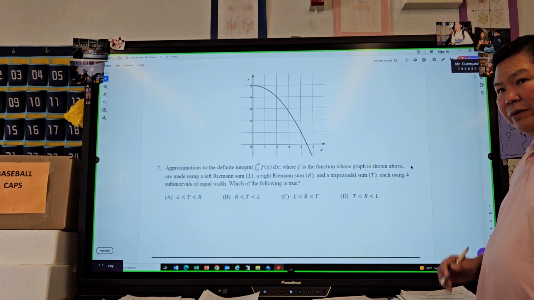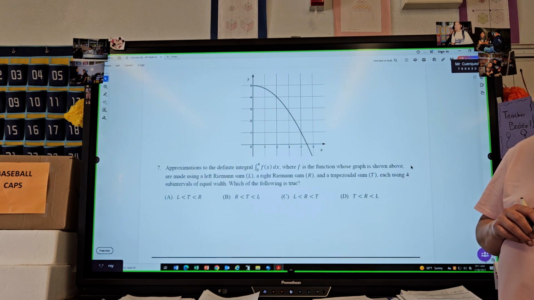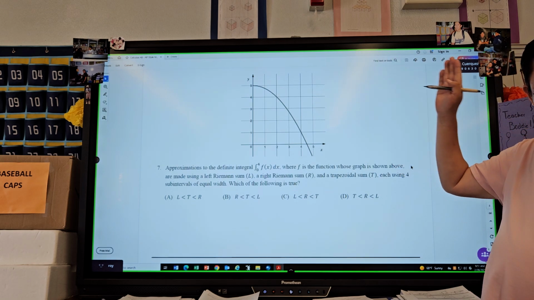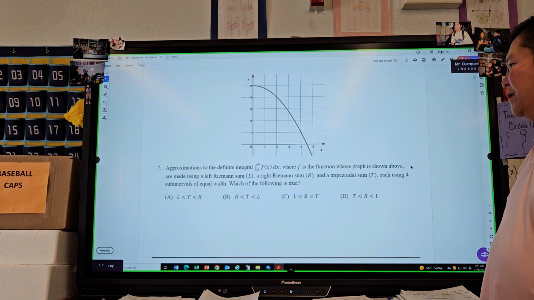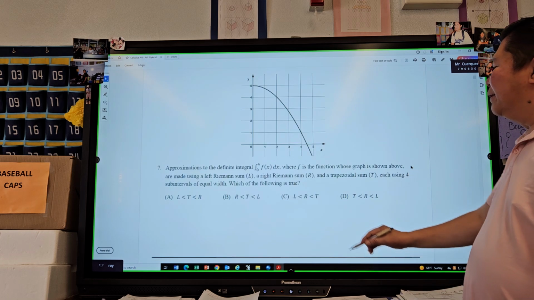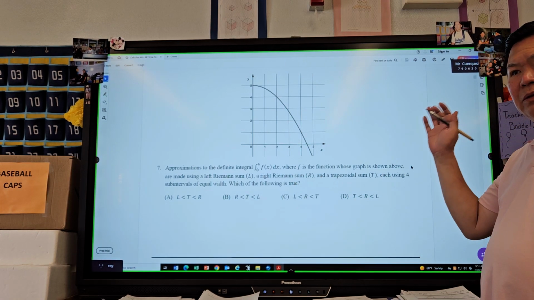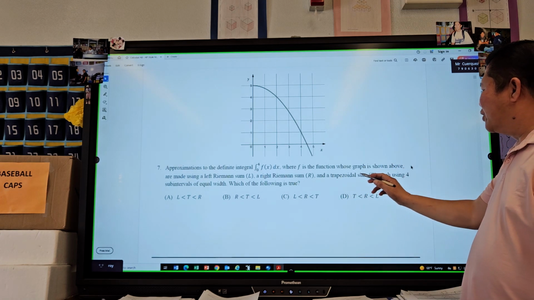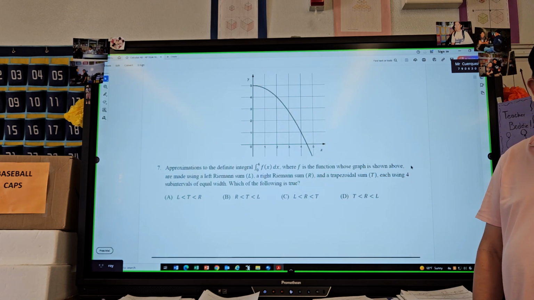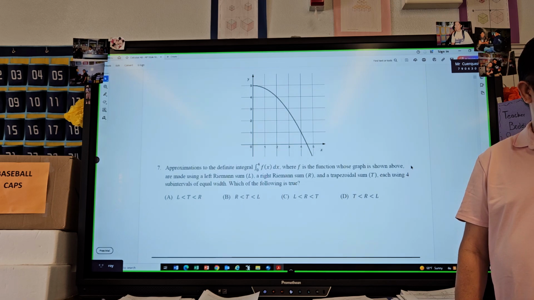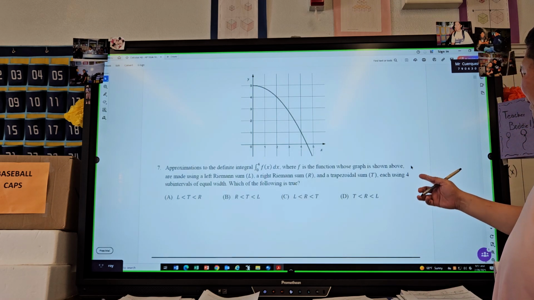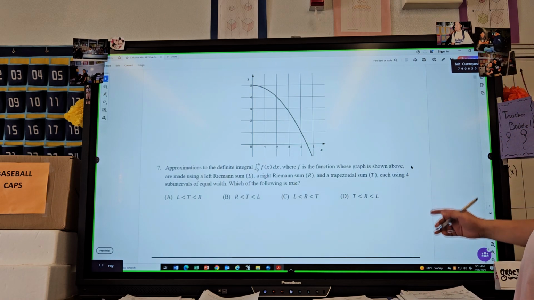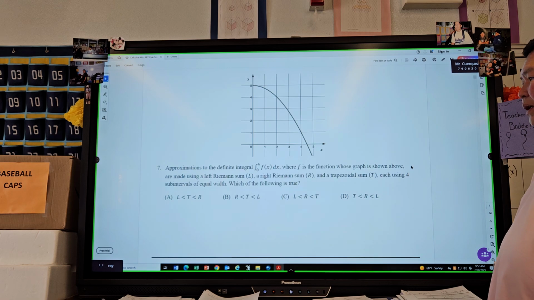left Riemann sum. So we know what left Riemann sum is. So starting left, going to the right. Okay. So then a right Riemann sum. So right going to left. Okay. And trapezoidal sum. So this is a combination of three, right? Each using four subintervals of equal width. Which of the following is true?